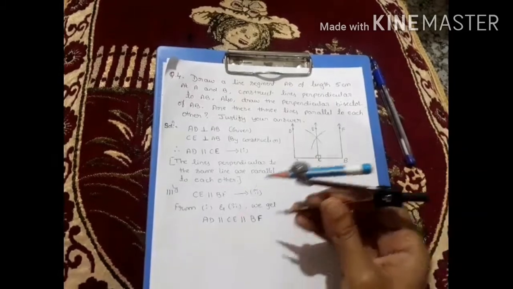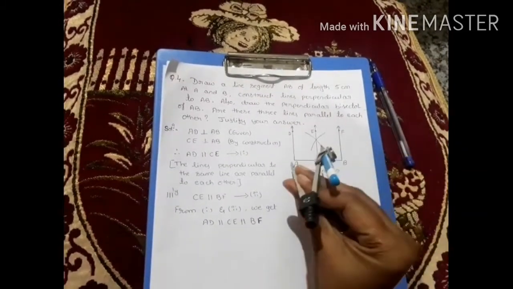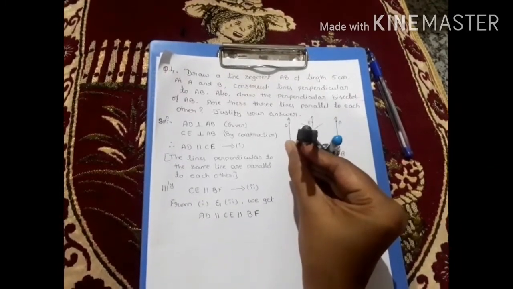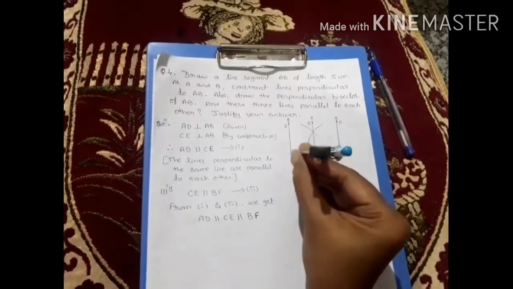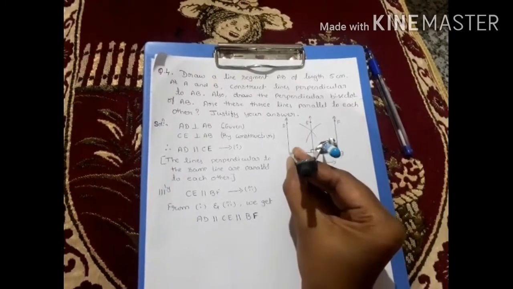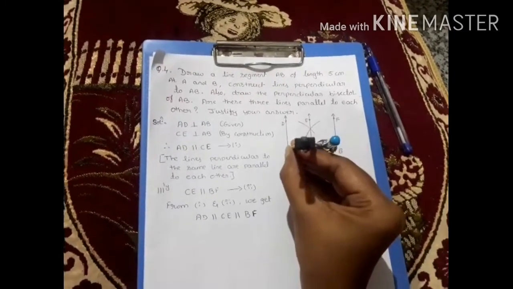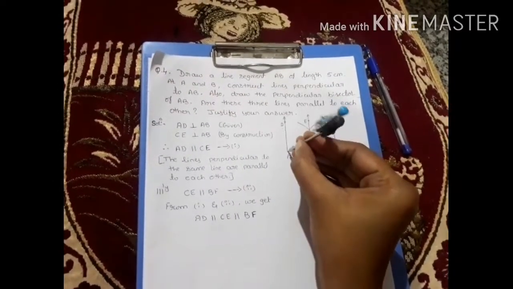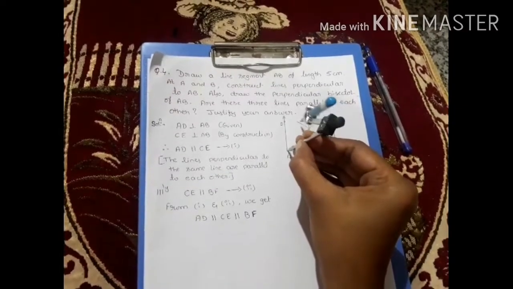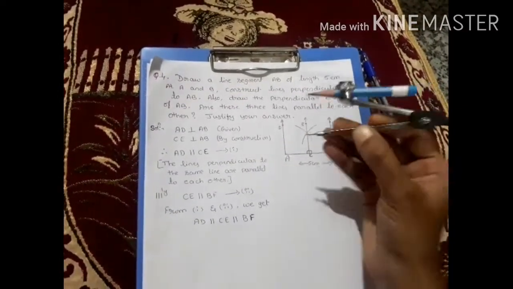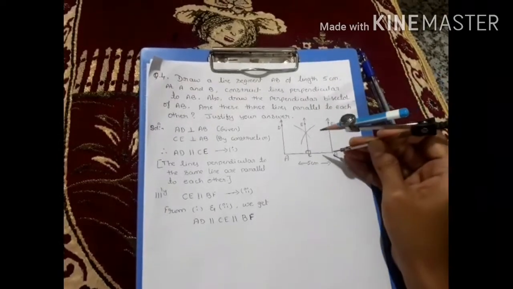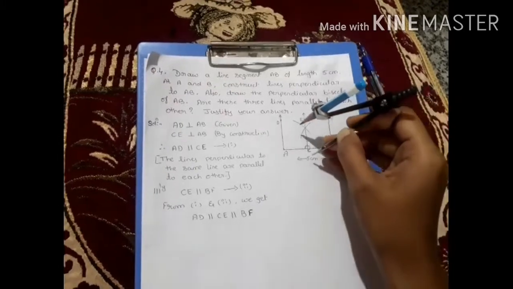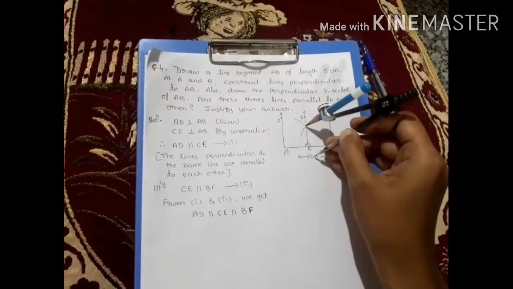For this, you have to take a compass. At point A, take more than half the measurement. More than half means just keep the compass at point A and take more than half, and from point A cut one arc above or below. You can draw one arc. Similarly, without changing the measurement, at point B, you have to cut one more arc where these two arcs intersect at a point.